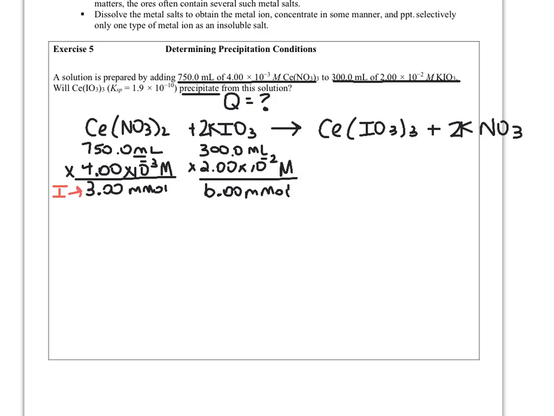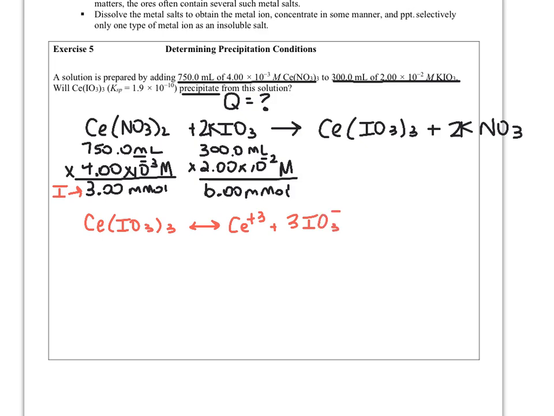Yes, everybody okay? So that's initial moles of each substance. I'm going to start with writing my Ksp expression. So I've got CeIO3. I'm going to leave the water out just for space purposes, I don't really need it. It's going to be cerium plus 3 and 3 iodates.